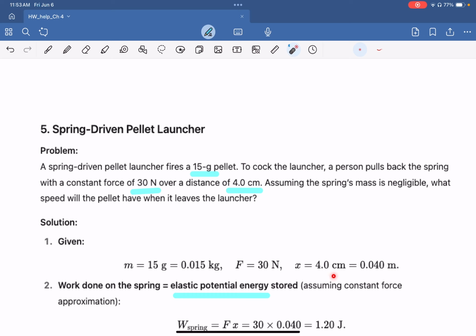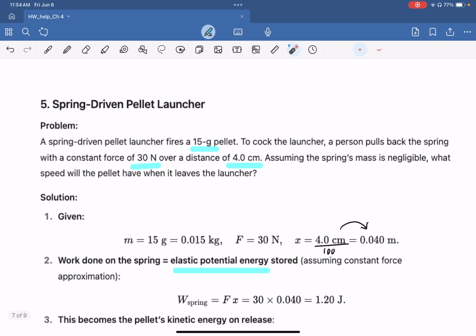with the distance in meters. See, centimeters changed into meter here. How? Dividing by 100, because 100 centimeters is 1 meter. That's why you go from this number to this. And then work is 1.20 joules. And this becomes the kinetic energy of the pellet.